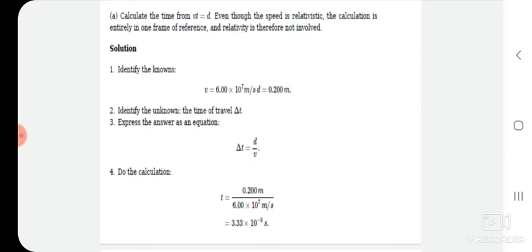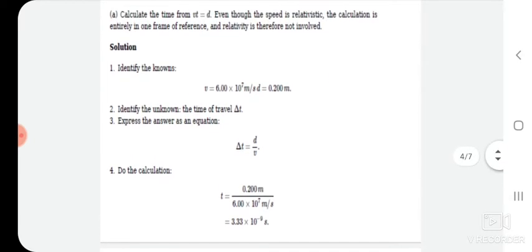second. Means if they mention that there is no relativity, or a relativistic particle or relativistic speed is there, in that case we have to use a simple formula, that is velocity is equal to distance upon time, or time is equal to distance upon velocity. That we have to use. In some problems they will ask such types of numericals.